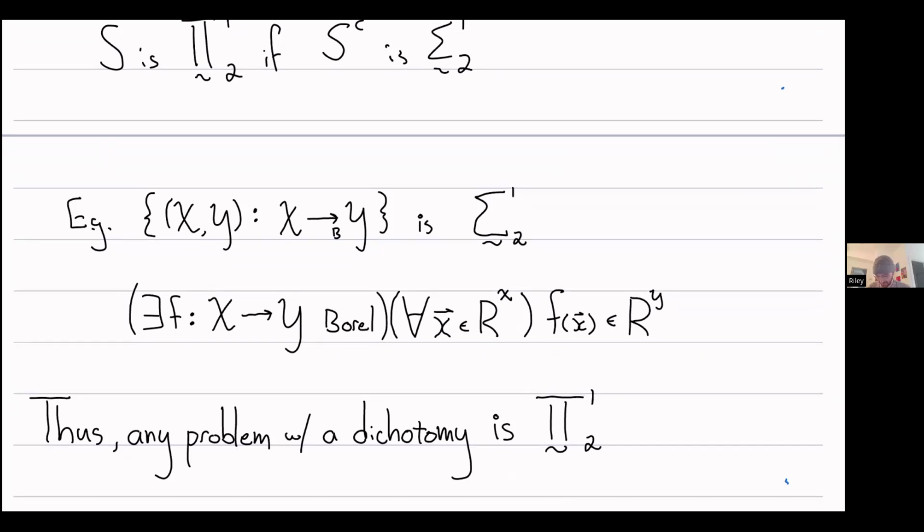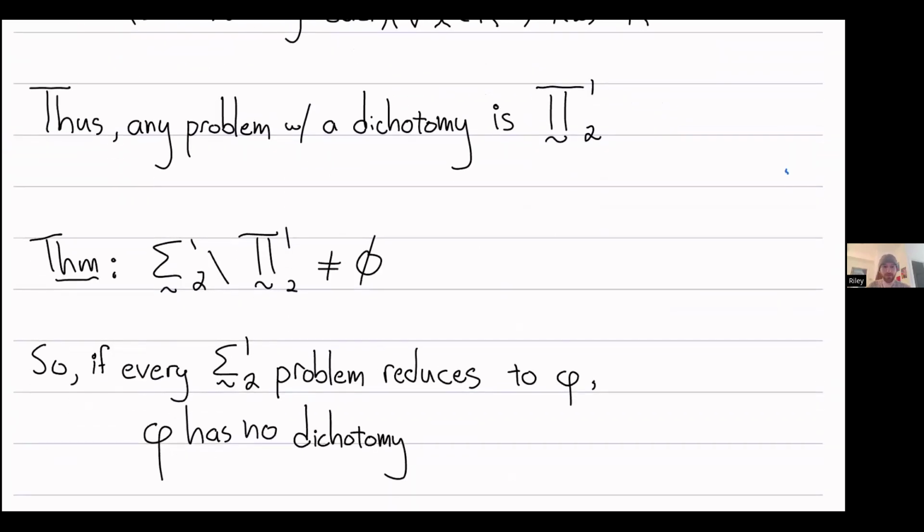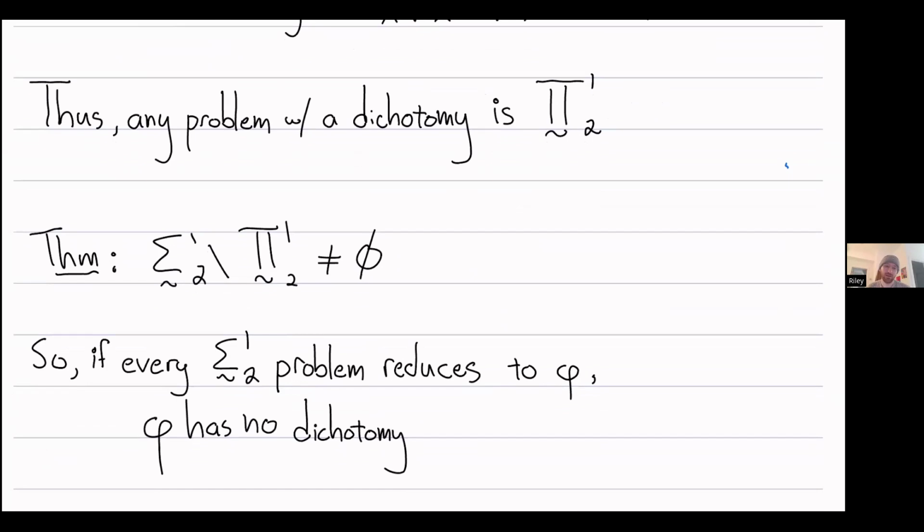In particular, there's a classical theorem, maybe you could attribute it to Luzin, that says that there is some sigma 1, 2 set that's not pi 1, 2. It's a diagonalization argument. You take a universal sigma 1, 2 set, it'll work. And so if you have a really complicated problem phi, say a problem that's complicated enough to have a reduction from any sigma 1, 2 problem, from any homomorphism problem, for instance, then phi has no dichotomy. It'll be strictly sigma 1, 2. It can't be pi 1, 2, and so it can't have a dichotomy.